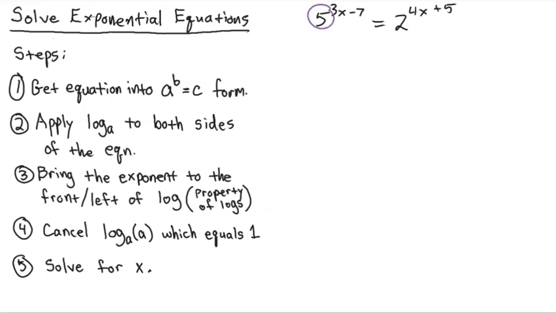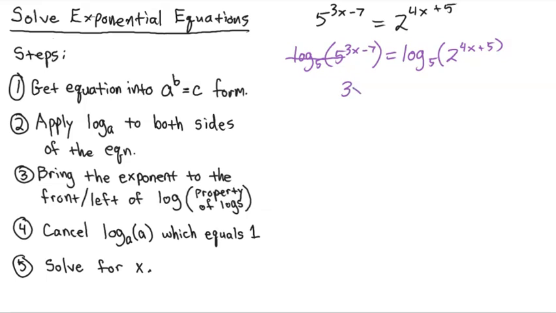We're going to apply log base 5 to both sides. So we're going to do log base 5 of 5 to the power of 3x minus 7 equals log base 5, not log base 2, it has to be log base 5 because we have to do the same thing to both sides. Log base 5 of 2 to the power of 4x plus 5. Now on the left side, we can just cancel the log base 5 of 5 and bring down the 3x minus 7.